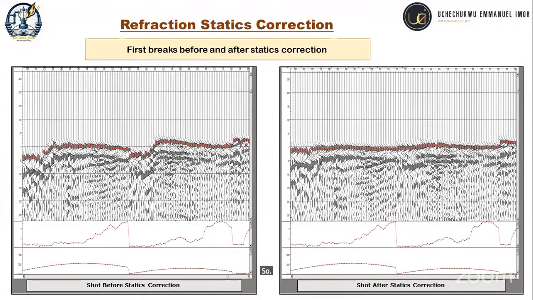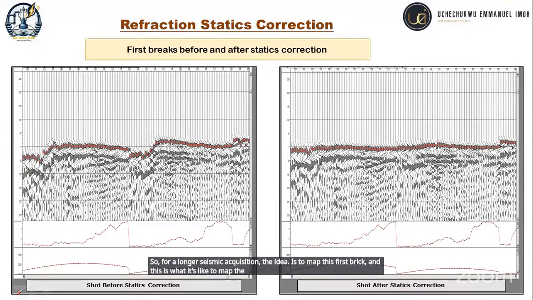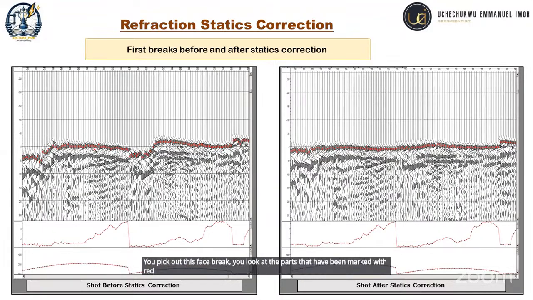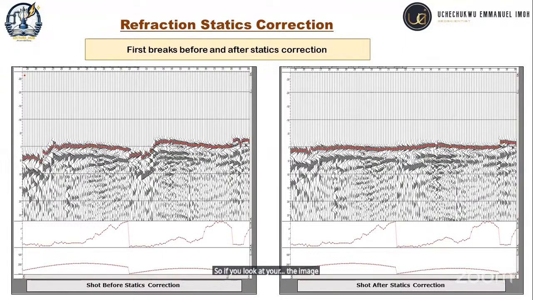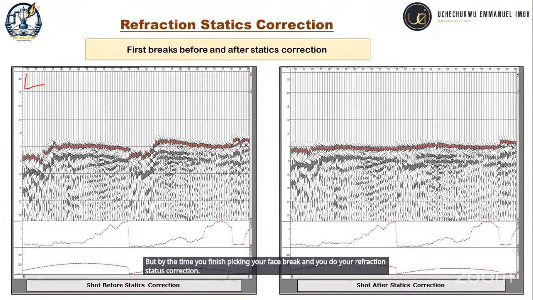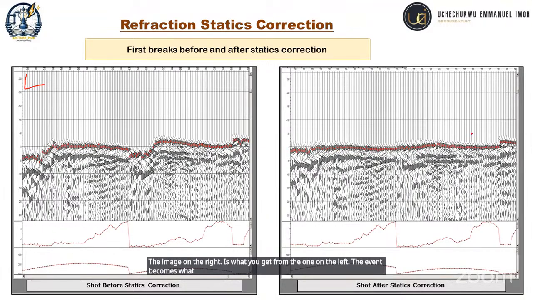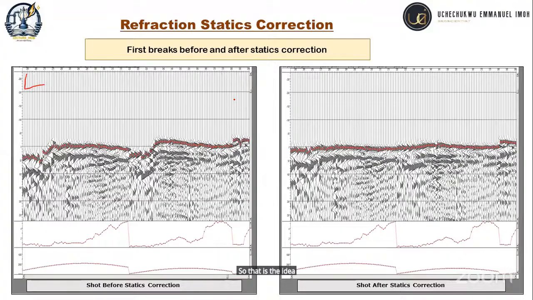So for land seismic acquisition, the idea is to map this phase break, and this is what it's like to map the phase break, okay? You pick out this phase break. You look at the parts that have been marked with red. If you look at the image on the left, you see that the first arrival is distorted. But by the time you finish picking your phase break and you do your refraction statics correction, the image on the right is what you get from the one on the left. The event becomes more strengthened. So that is the idea of your refraction statics correction.